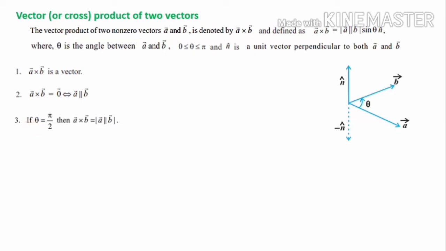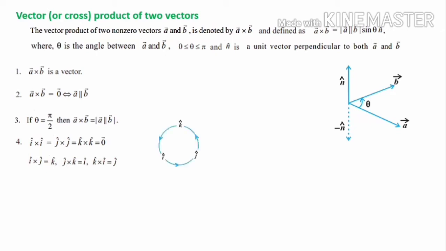Third point is if theta is equal to pi by 2, then vector A cross vector B is equal to modulus of vector A into modulus of vector B. Then the fourth point, this is a very important one. I cross I is equal to J cross J is equal to K cross K is equal to 0 vector. Then I cross J is equal to K, J cross K is equal to I, and K cap cross I cap is equal to J cap.